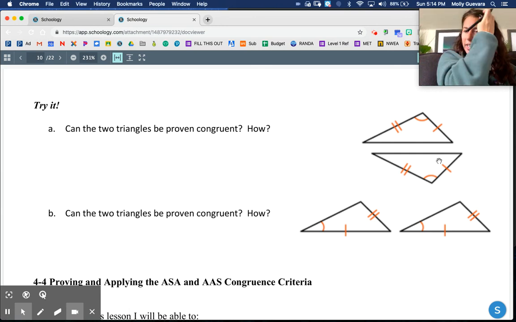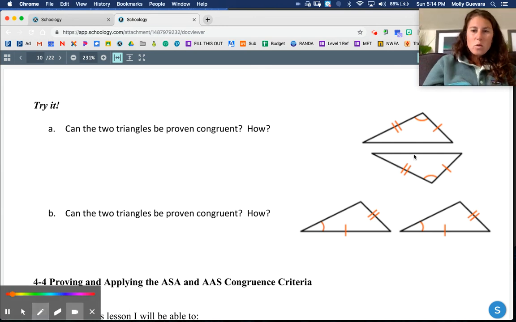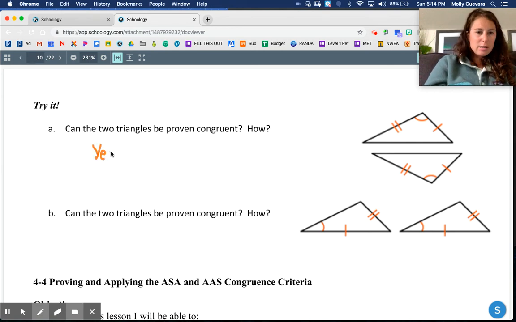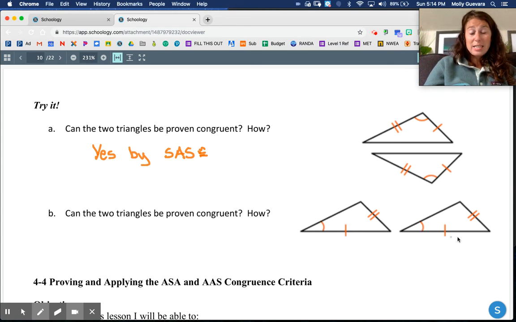Okay, so let's look here. Hopefully for part A, we saw that I have two sides and the angle between them. So yes, by side angle side, these two triangles can be proven congruent. And really it should be like that, but that's okay. We should be using the congruency. And then part B says, can the two triangles be proven congruent? How? Well, I have angle side and angle side, and angle side doesn't work unless I have more information. But I don't have more information here.